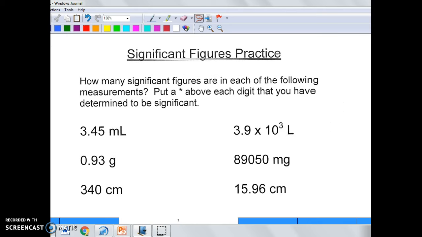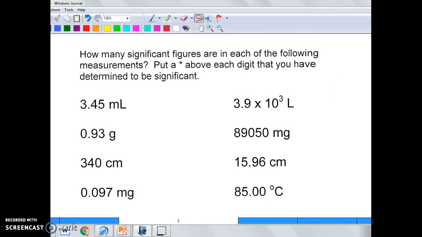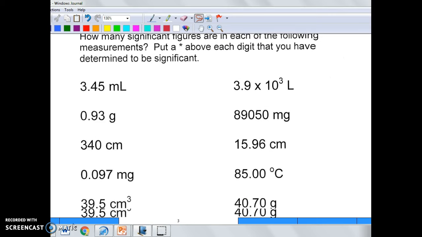So at this point, I'd like you to take a look at page 5 in your packet. We're going to go through a couple more examples. It says, how many sig figs are in each of the following measurements? Put a star above each digit that you have determined to be significant. So we're going to practice the Atlantic Pacific rule here.